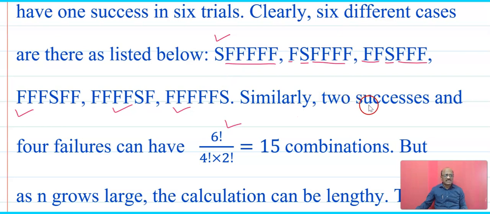Similarly, 2 successes and 4 failures can be 6 factorial upon 4 factorial into 2 factorial. Means what? We have all these types of 15 combinations.